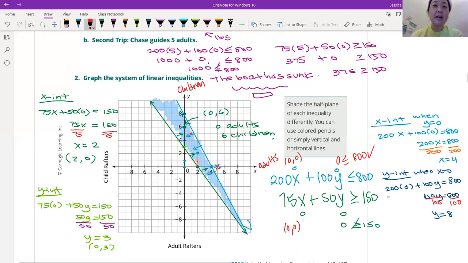That would work. Or we could have, remember it's on the line, and that works as well, because it is a solid line, right? So we could have 2 children and 4 adults. Nope, just kidding, said that backwards. 2 adults and 4 children. So anything within the shaded area, including the lines, is a solution.